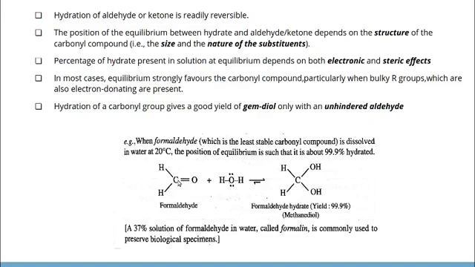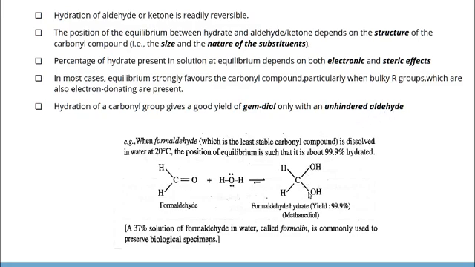One is the size of the substituent groups, that is, the size of the alkyl group, and the other one is the electronic effect. Electronic effect means the electron releasing effect of the substituent groups. In most cases, equilibrium strongly favors what we discussed. Then hydration of a carbonyl group gives a good yield of gem-diol only with an unhindered aldehyde.